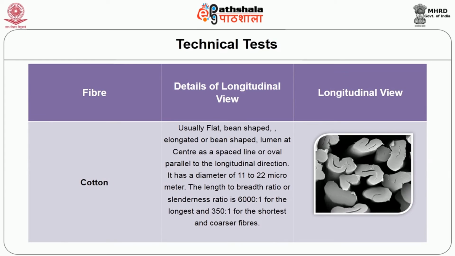While coming to the next subtopic under optical visual appearance test, that is through cross-sectional view. First fiber is the cotton fiber. It is usually flat, bean-shaped, elongated or kidney shaped, has a lumen at the center and it is oval parallel to the longitudinal direction. It has diameter ranging from 11 to 22 micrometer. The length to breadth ratio or slenderness ratio is normally 6000:1 for the longest and 350:1 for the shortest and coarser fibers.